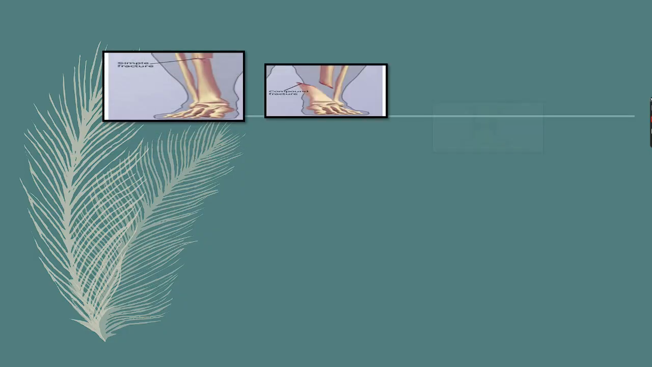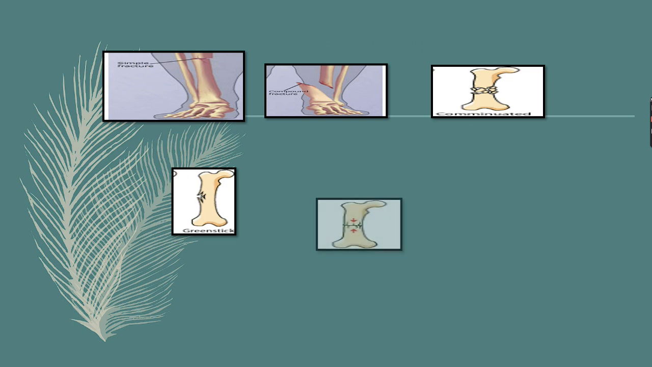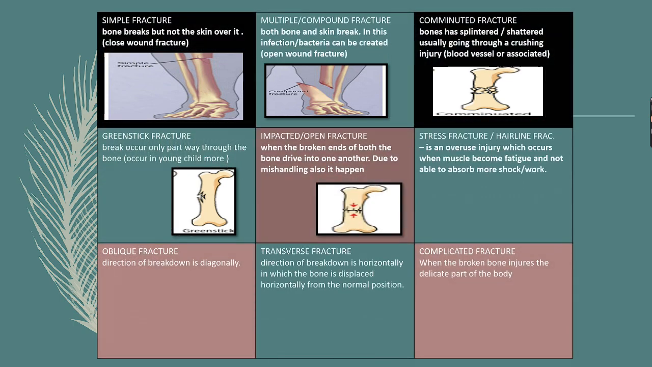Simple fracture: the bone breaks but not the skin over it. Closed wound fracture. Compound fracture: both bone and skin break. In this, infection by bacteria can occur. Open wound fracture. Comminuted fracture: the bone has splintered or shattered, usually through a crushing injury, with blood vessels associated. Greenstick fracture: the break occurs only part way through the bone, occurring more in young children.